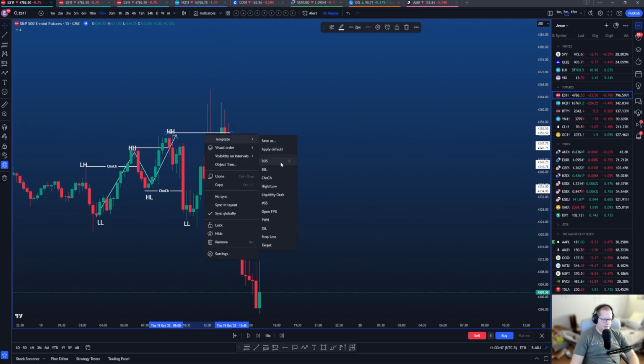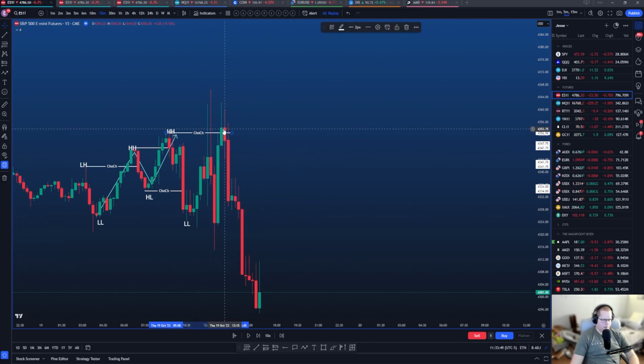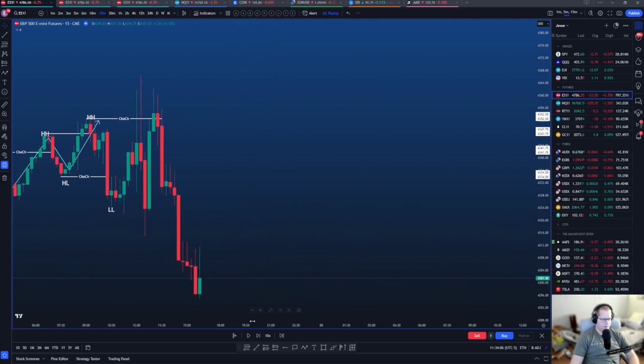Technically, this is a change of character right here, but I'd probably not be looking in to get long until we can have some sort of confluence that we're holding over. And really what probably happened here is we closed green on a 15-minute candle, and then the next candle we just shot back down. Right, so here's lower low.